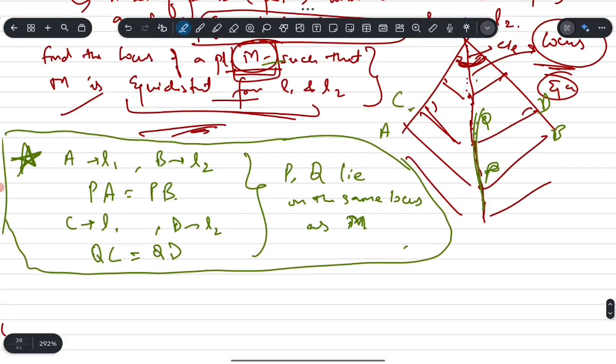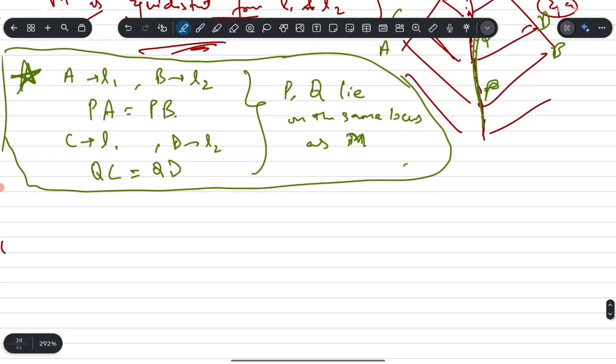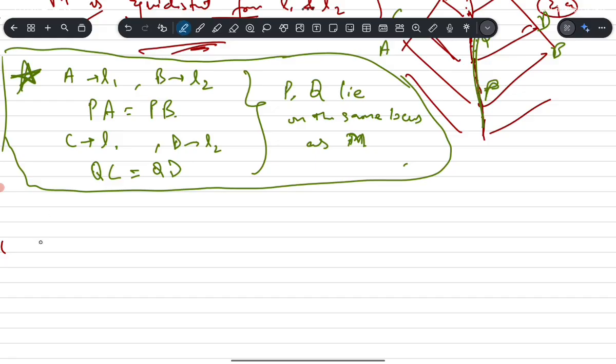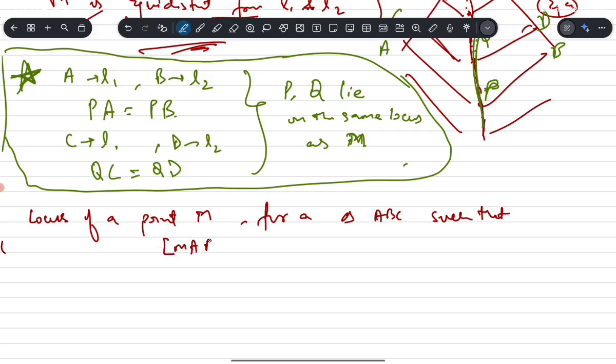Anyways, this was locus. The problem that we have to discuss today. Let me just get back to red at first. Yes, the problem that we are discussing today is we have to find the locus of a point M for a triangle ABC such that area MAB equals area MAC.